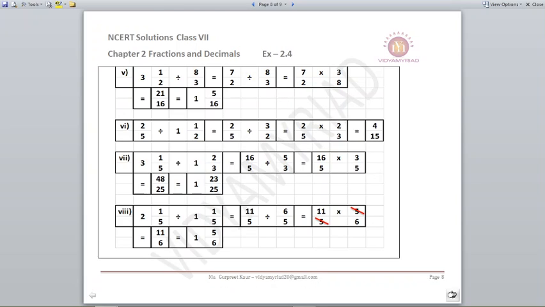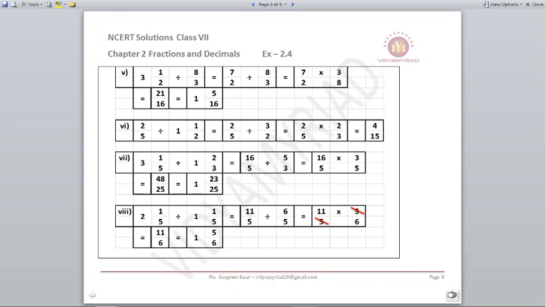Next, 3 1 by 5 divided by 1 2 by 3. So 5 3s are 15 plus 1, 16 upon 5 divided by 1 2 by 3. 3 1s are 3 plus 2 is 5. 5 upon 3. Change it now.